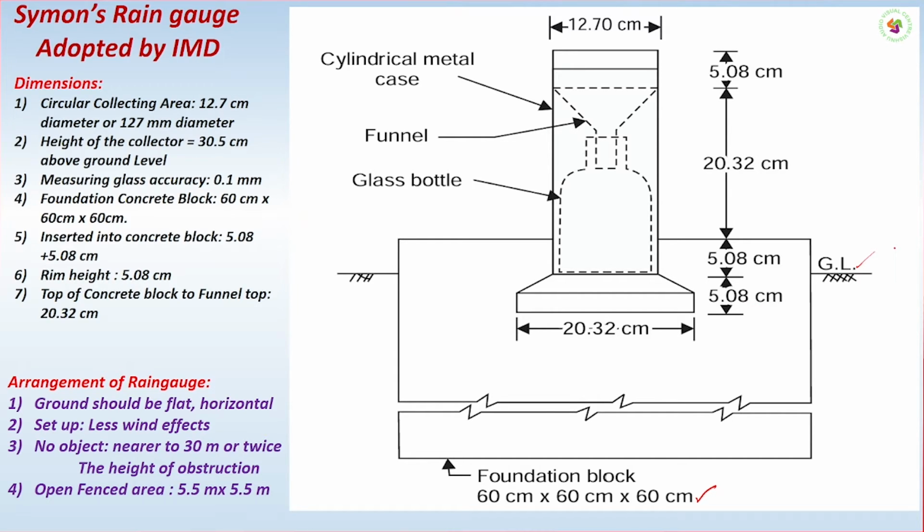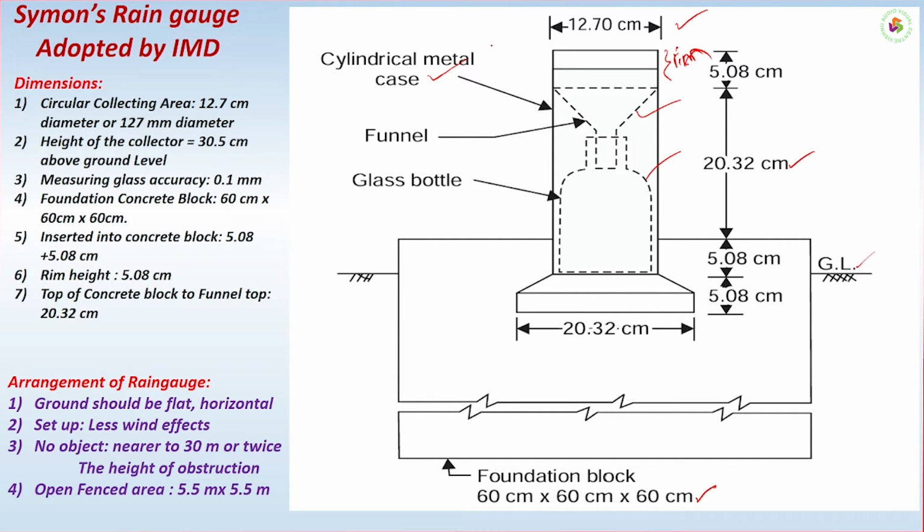All this is a cylindrical metal container with a 12.7 centimeter diameter, and the top portion is what we call the rim, which is just like a metal ring. Below that there is a funnel, and this funnel is kept over a glass bottle. So there is a glass bottle inside, and over the glass bottle there is a funnel. The height up to the funnel from the ground level is 20.32 centimeters, and above the funnel we have a rim, and all this is kept in a cylindrical metal case.